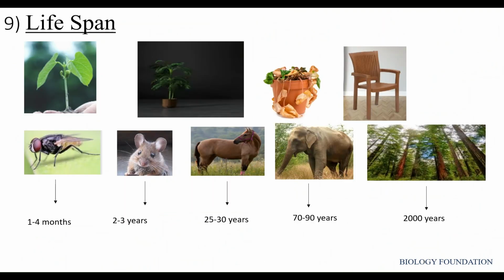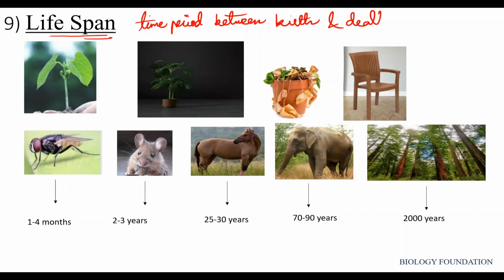Next difference between living and non-living organisms is lifespan. What actually is lifespan? When I say lifespan, what does that actually mean? It's nothing but the time period between birth and death. The time between your birth and your death, that is your lifespan. Living organisms have a definite lifespan, unlike non-living organisms.